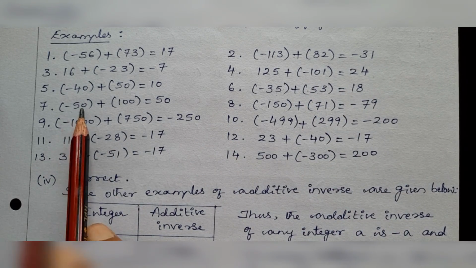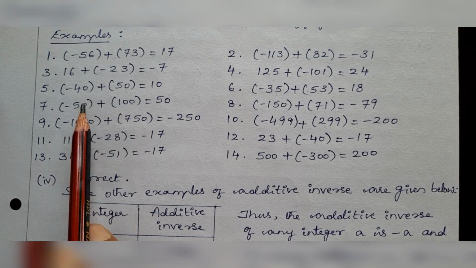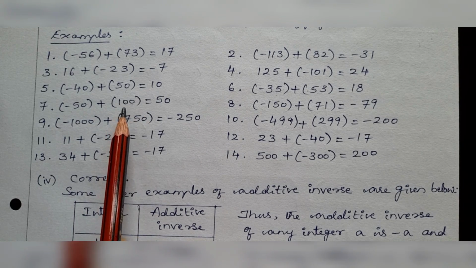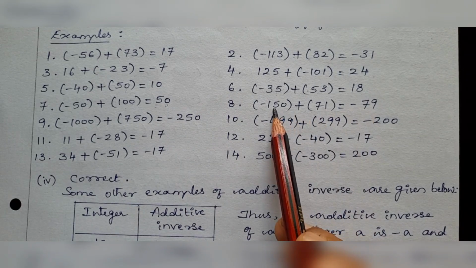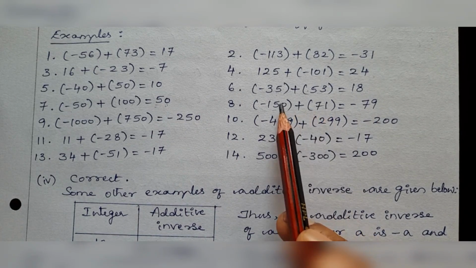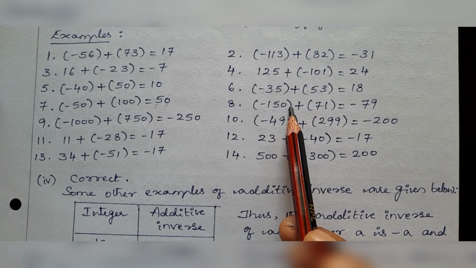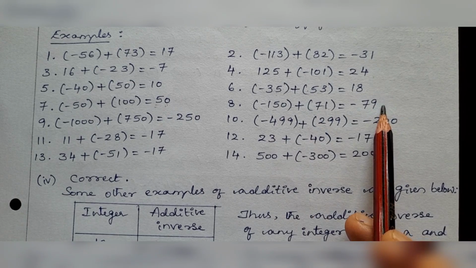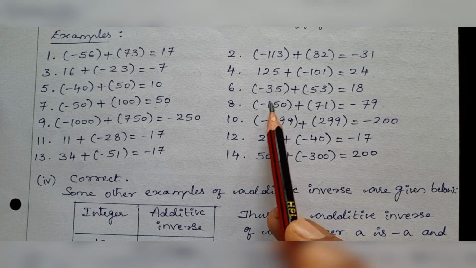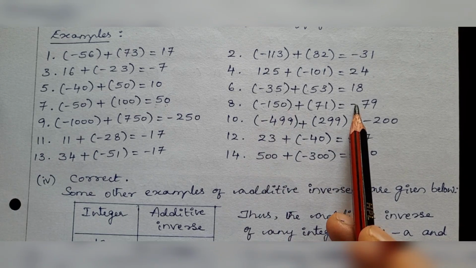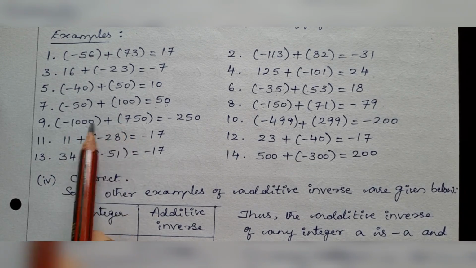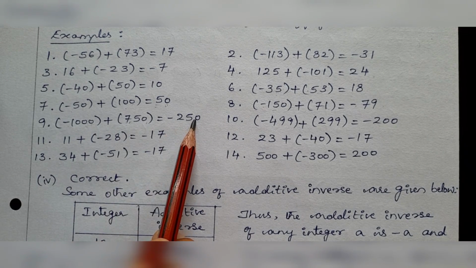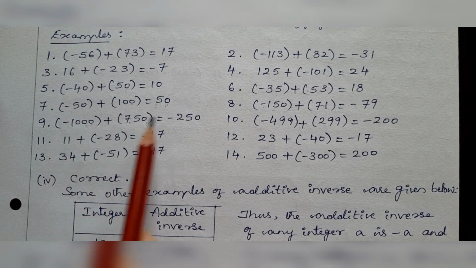Here minus 50 is a negative integer, here a positive integer, take their difference, so 50, the bigger integer is 100, so that sign is positive, the result is a positive integer. Here a negative integer, here a positive integer, take their difference, 150 and 71, the difference is 79, so the bigger integer is 150, that sign is negative, put the negative sign here. Next, here a negative integer, here a positive integer, take their difference, so that is 250, the bigger integer is this one, that sign is negative, put the negative sign here.